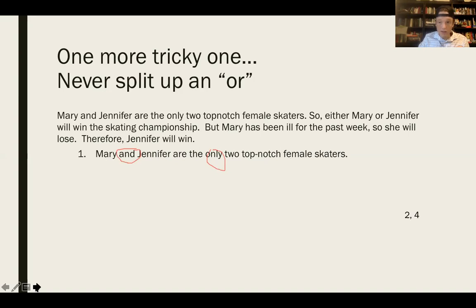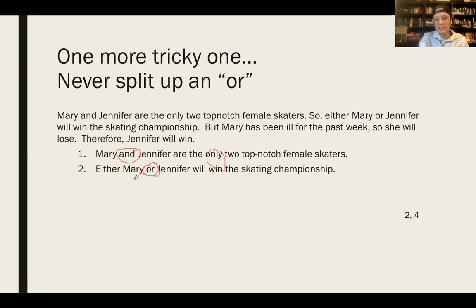Great. So then we've got 2, either Mary or Jennifer will win the skating championship. Don't split up an or statement, okay? This is very important. Either Mary or Jennifer will win the skating championship. It's going to have to be one or the other. So the or is really central there to the truth value of this statement. Whereas you can split up an and, you can't split up an or. You've only got one truth statement if it's an or.